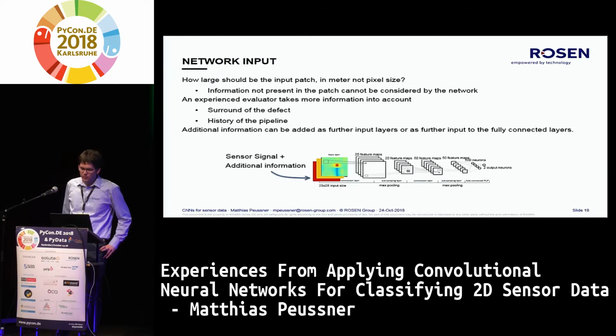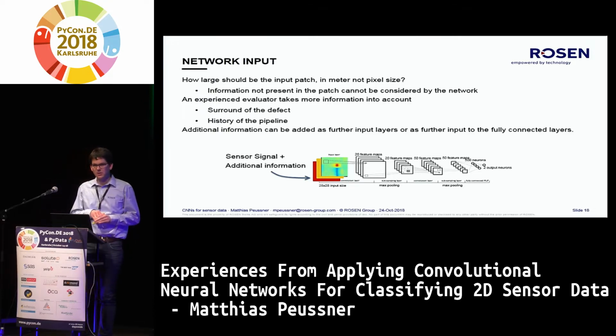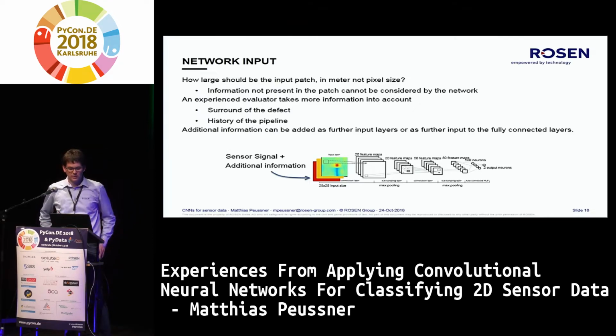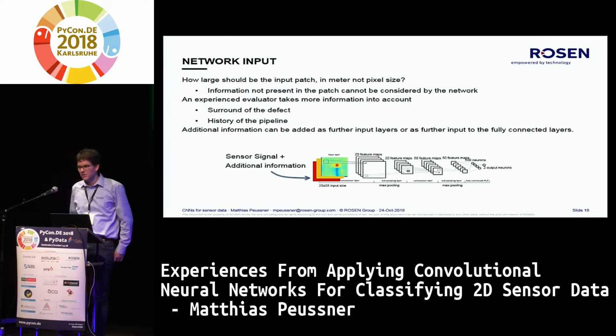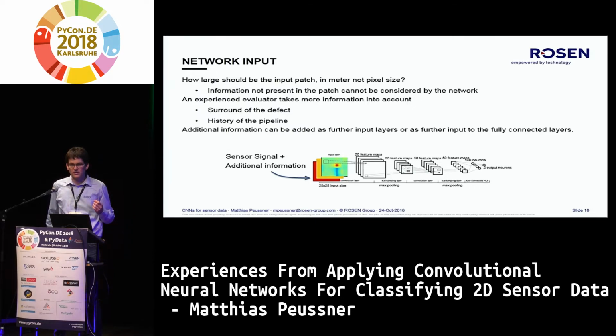What about additional input? I also thought about how large the patch should be. I said 50 times 50 centimeters, but it could also be smaller or larger. And of course it depends on whether you have all your information in the sensor data. It turned out that the experienced manual evaluator takes additional information into account, which is not present in any sensor data. For example, he knows which medium was pumped through the pipeline, or whether the customer has already reported a special type of defect in the last few years.